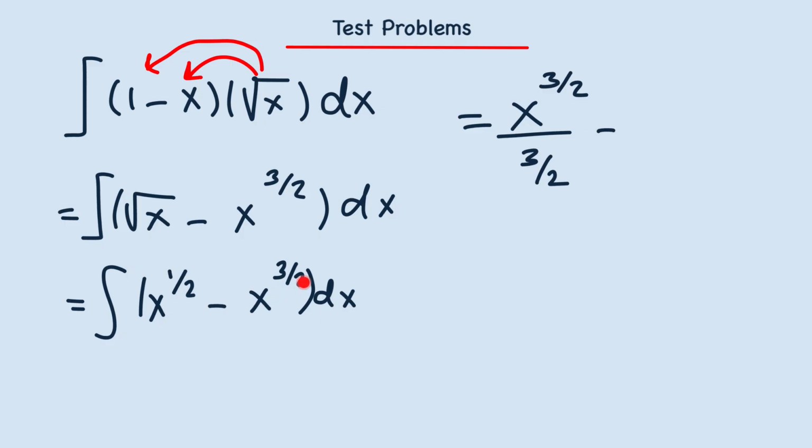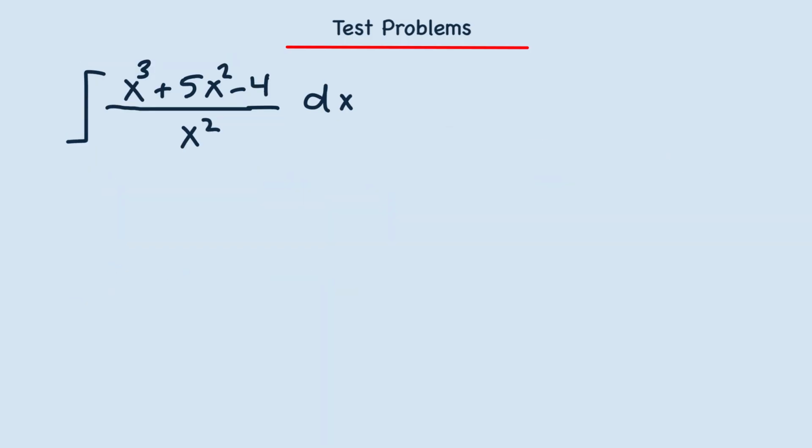Again, I can add 2 to 3, which is 5 over 2. So the new x will be x to the power 5 over 2. And I have to divide by 5 over 2. And we should not forget plus c. Try to solve this question, then check your answer.